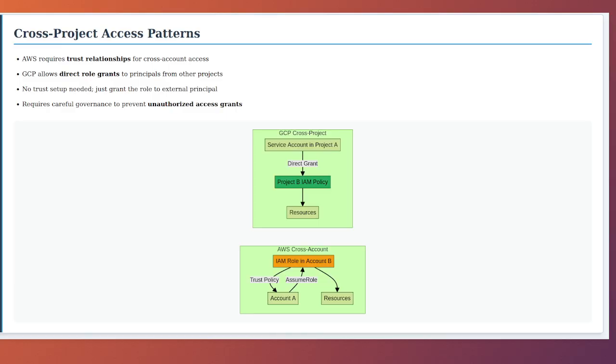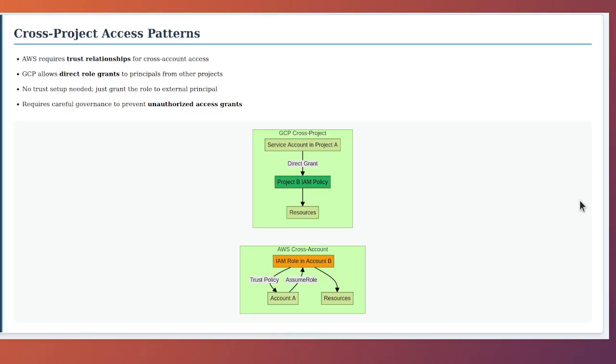The diagram illustrates both approaches. In AWS, you see the explicit assume role flow where the source account identity assumes a role in the target account. In gcloud, the service account from Project A is directly granted a role in Project B's IAM policy. The gcloud approach has fewer moving parts but requires careful governance to prevent unauthorized access grants.